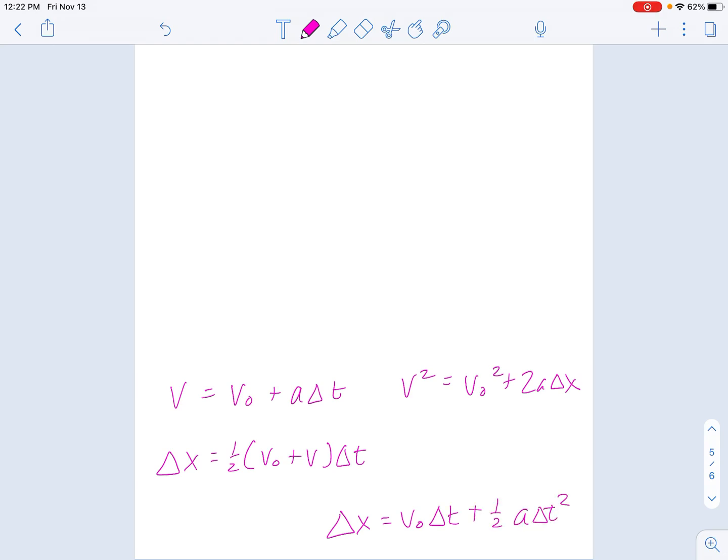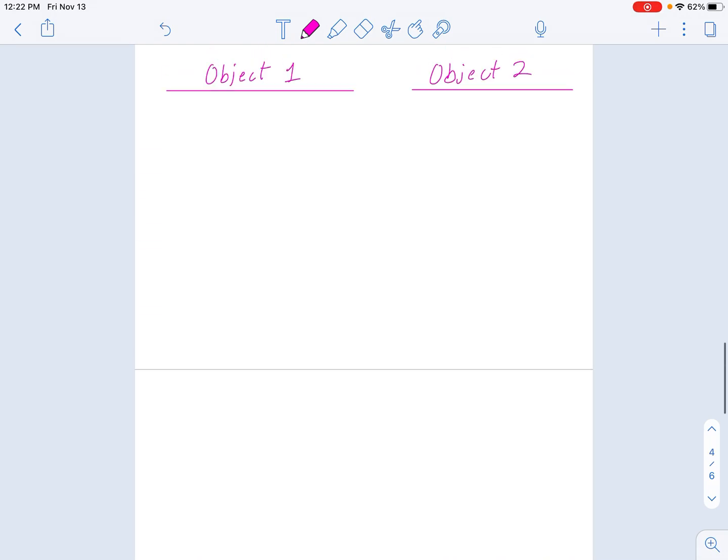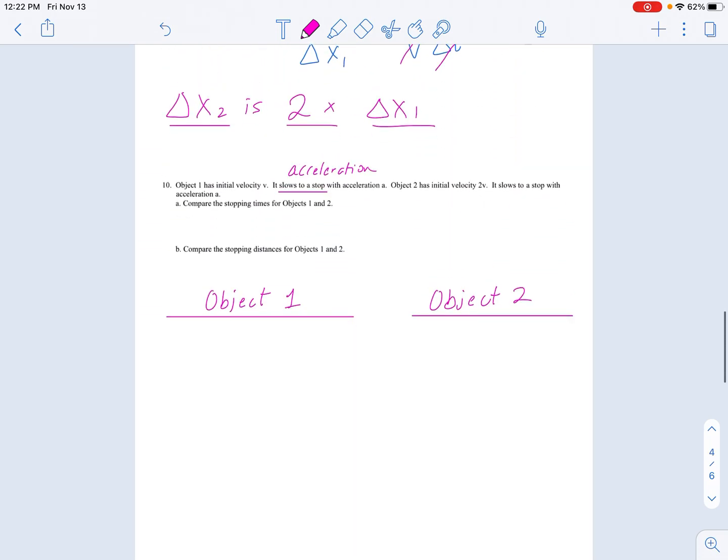So write down those 4 kinematic equations and have them handy on a note card or something. I'll have to scroll back and forth.